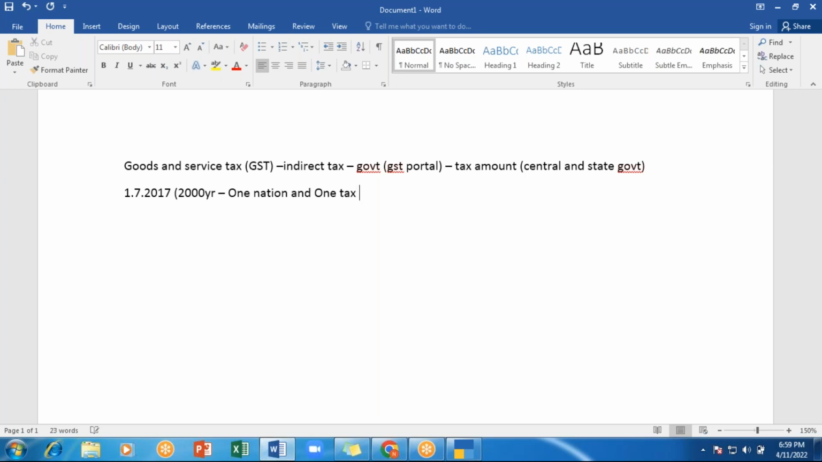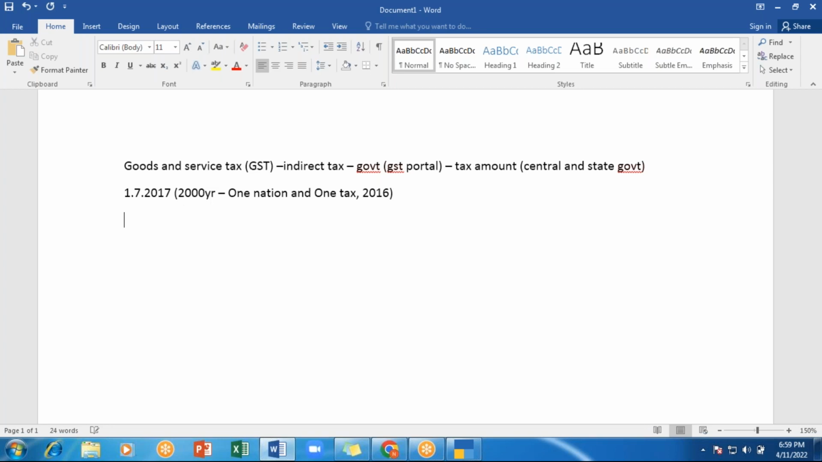Why was this used, one nation, one tax? Since we have indirect tax, and this indirect tax has a lot of taxes, there is a long list of indirect taxes. All this has been combined. We merged everything together and made it goods and service tax. So this was started in the year 2000. Finally, in 2016, they decided, yes, we will introduce this GST. And after they decided, on 1st of July 2017, GST was officially announced. We started to practice it. Okay, this is the history.